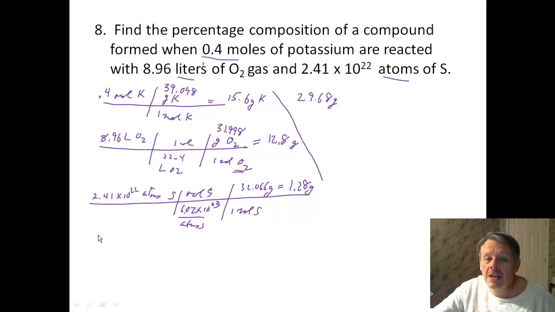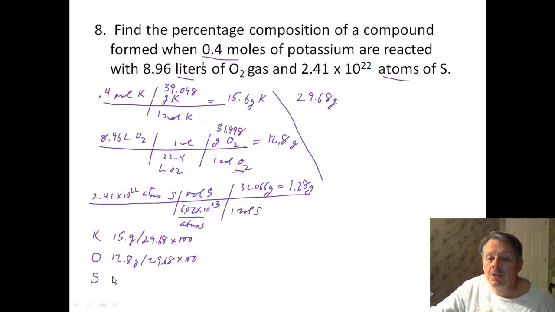So for potassium, and I have oxygen, and I have sulfur. For potassium, I have 15.6 grams, and I have to divide that by 29.68 and multiply by 100. I then take the next one, which is 12.8 grams, divide by 29.68, multiply by 100. And for sulfur, I've got 1.28 grams, divide by 29.68 grams, and then multiply by 100.